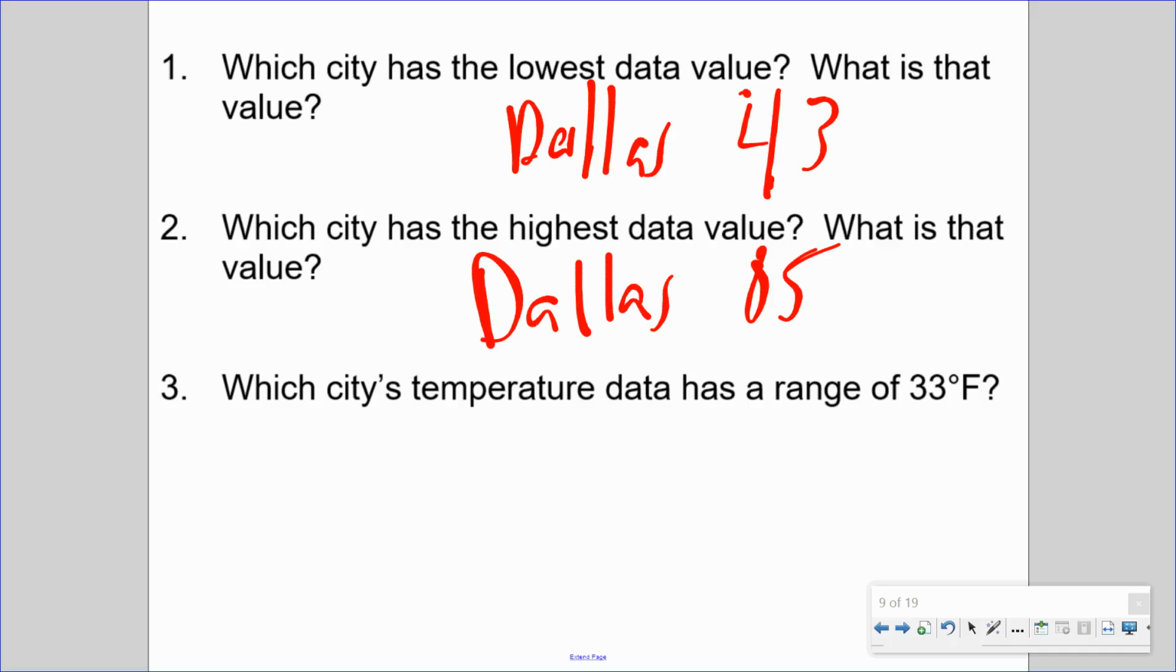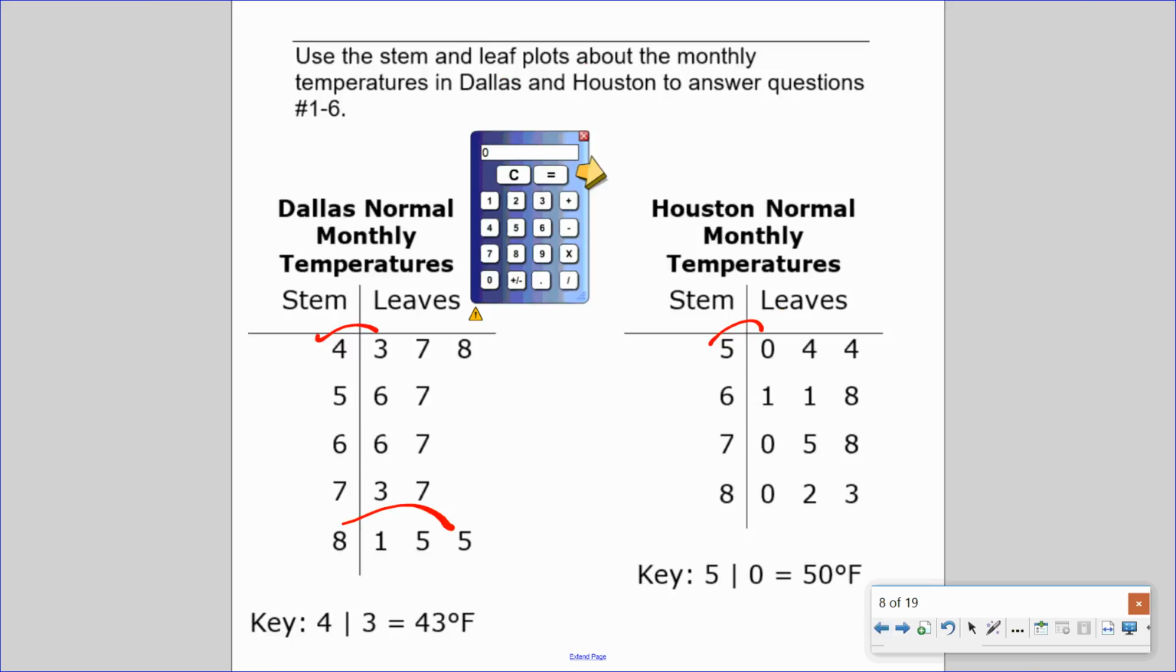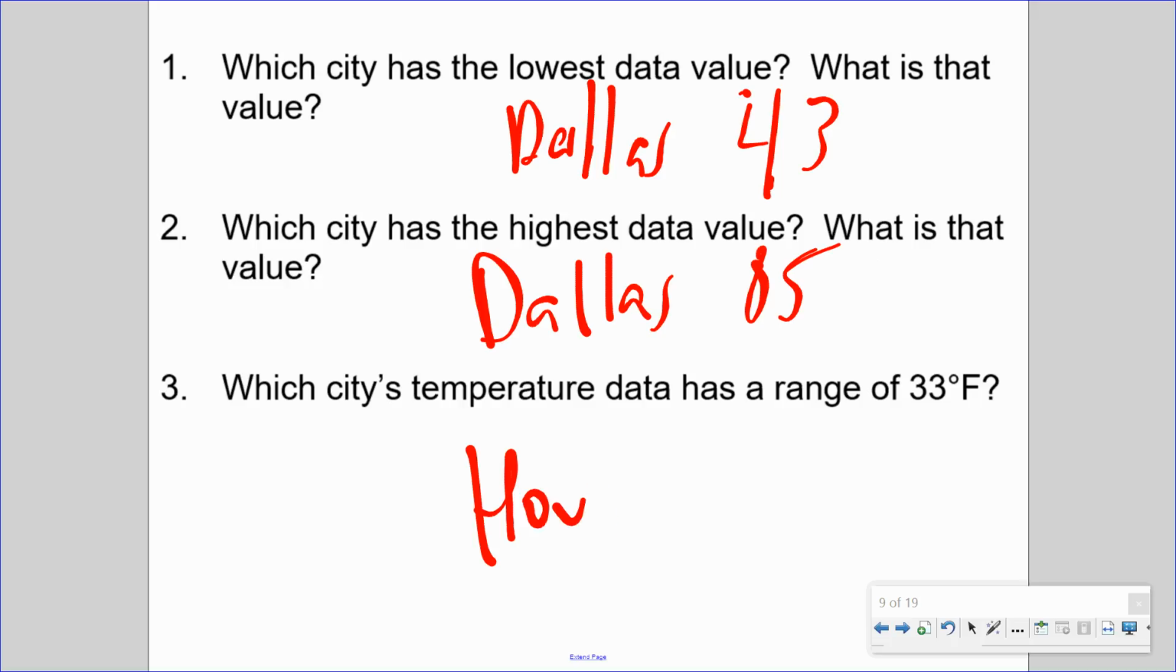Which city has a range of 33 degrees? A range. So it started at 43, went to 85. So it ranged from 43 to 85. Let's subtract that. That is 42 degrees difference. No. Let's look at Houston. It ranged from 50 to 83. What is the difference between this? 33. So it is Houston, from 50 to 83 degrees.